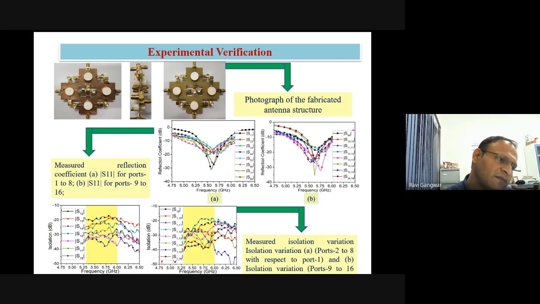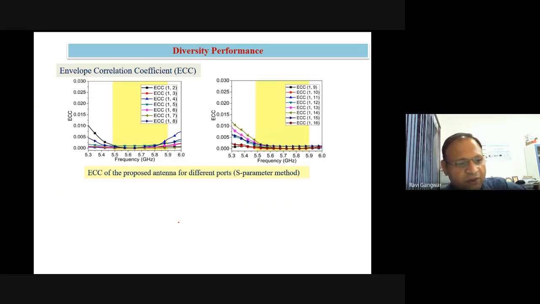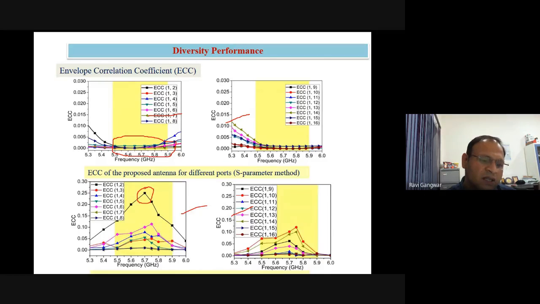This is the experimental verification. You can see the fabricated structure, and these are the fabricated results. Then I have done the ECC values analysis. The top two figures give the ECC calculation based on the S-parameters, and the bottom two figures give the ECC values based on the far-field method. In the case of S-parameters, the maximum value we get is nearly 0.002. But when we go to the far-field region, the maximum is 0.25. So there is a drastic change between port isolation and field isolation.